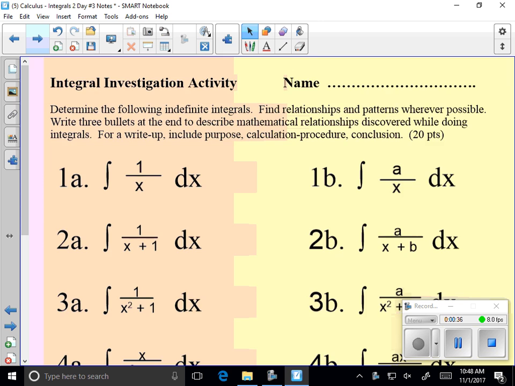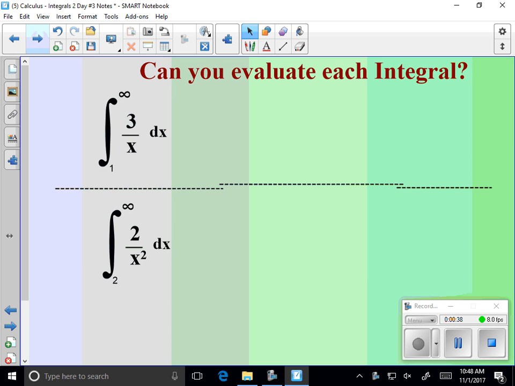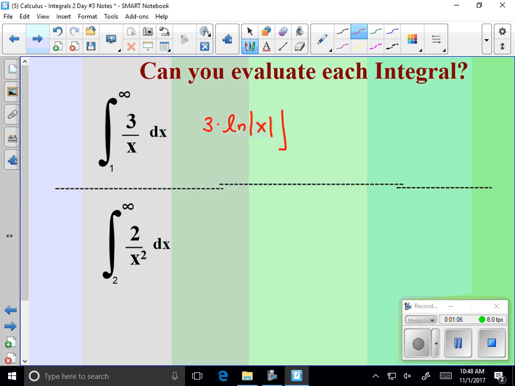Let's talk about integrating these, right? What would be the integral of 3 over x dx? Let's ignore the limits on it. 3 over x. That'd be 3 times the natural log of x, plus c, but since this is a definite integral, we're going to take it from 1 to infinity. I like to use this notation for definite integrals from 1 to infinity.